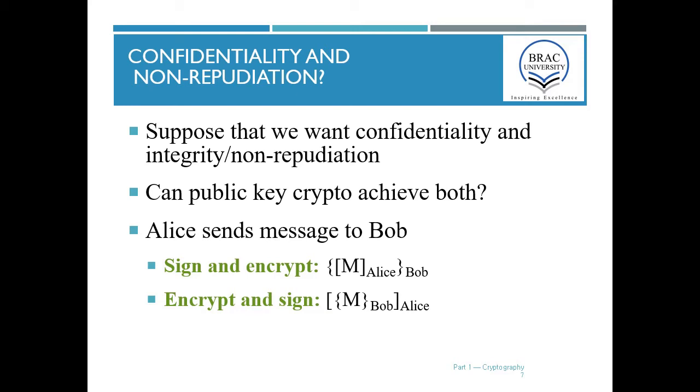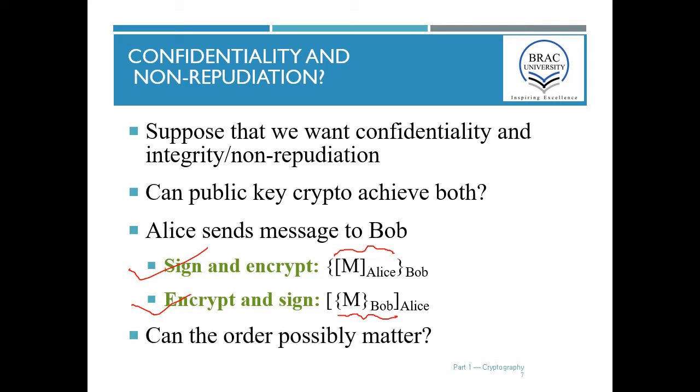She can first sign it and then encrypt with Bob's public key, or she can encrypt the message with Bob's public key first and then sign it. So which method seems alright? Sign and encrypt, or encrypt and sign? Let's see. Or does the order possibly matter?